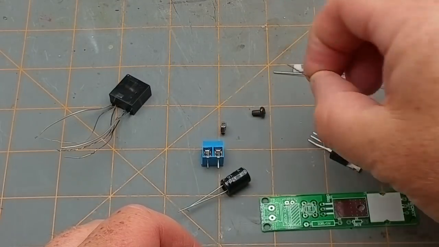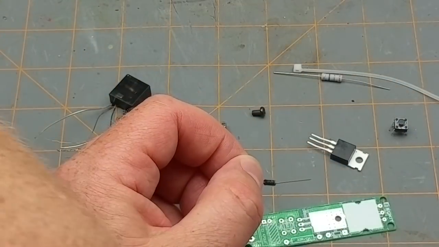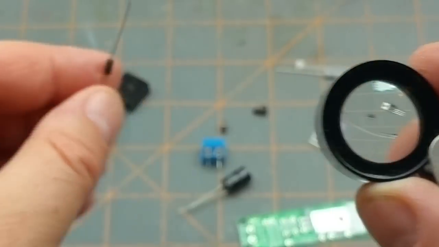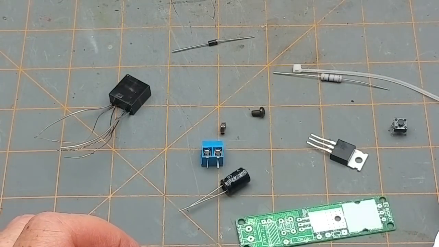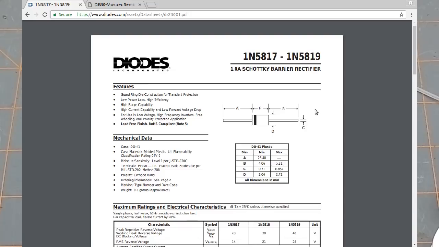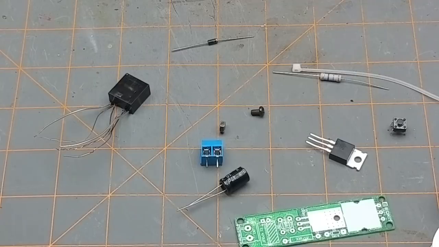We have a diode, the silkscreen says, and I can... Oh, it's just magnifying glass that. Where is it? That is a 1N5819 diode. According to the data sheet, it is a 1 amp Schottky barrier rectifier, which is good for up to 40 volts in the reverse direction, and as it said, 1 amp. And the forward voltage drop is between 0.6 and 0.9 volts, depending on the current. That's measured at very high currents, 1 and 3 amps. So, yeah, that's that guy.